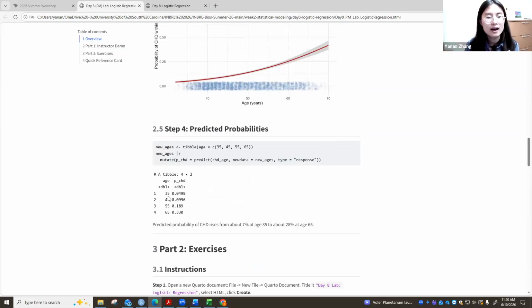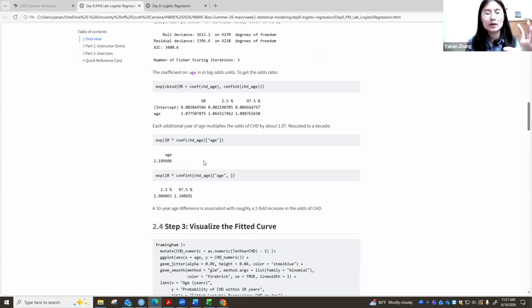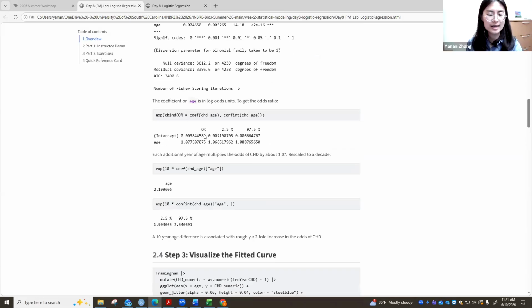Now we can see for a person at age 35, there is about a 5% probability of getting coronary heart disease. And at age 55, the probability of getting coronary heart disease increased to about 19%, right? And at the age of 65, the probability is about 33%, about 1/3. All right. So you can change the codes here.